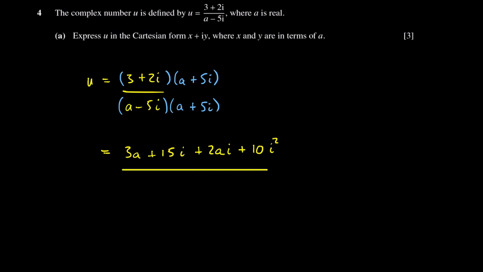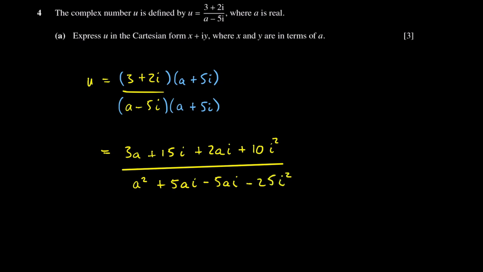And on the bottom, just do it the long way. I think what I'm going to get is a times a, so that's a squared, a times 5, so that's plus 5ai, minus 5i times a, so that's minus 5ai, and then minus 5i times positive 5i is minus 25i squared. Now, hopefully what you see is those two terms knock off. They cancel each other out.